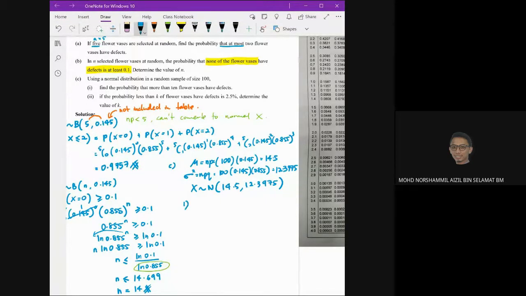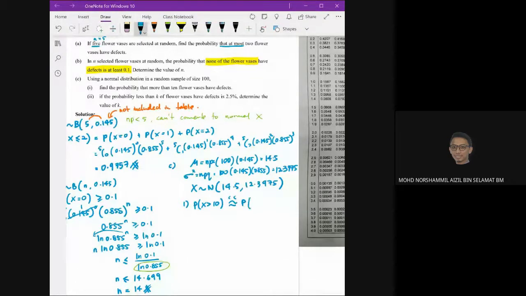Part 1. Find the probability that more than 10 flower vases. More than 10. So X greater than 10 guys. So passing through continuity correction, akan jadi apa? Kita nak more than 10. Maksudnya start dengan berapa? Dengan 11 kan? Ambil nombor tepat dulu. Lepas 10 adalah 11.